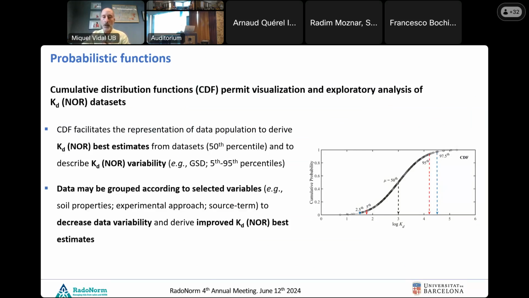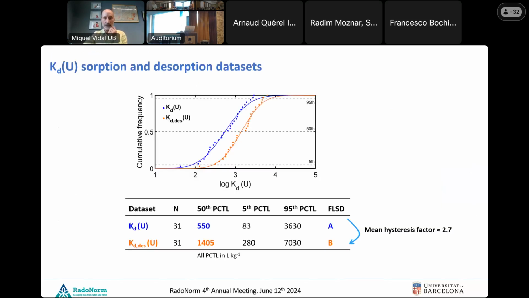For sure, besides working with the overall distribution, with the overall data sets, we may group the data according to a given number of selected variables, for instance, variables based on soil properties or on the experimental approach or the source term, in order to decrease data variability and then improve the derived KD best estimate. So, just a few examples of this approach.